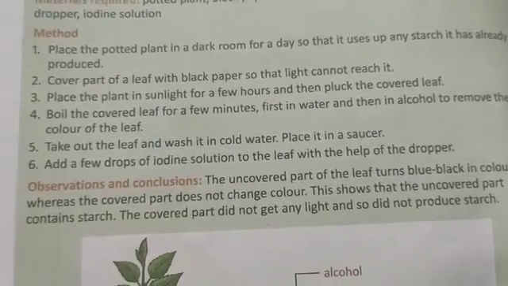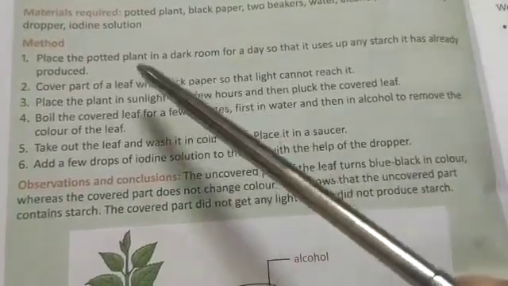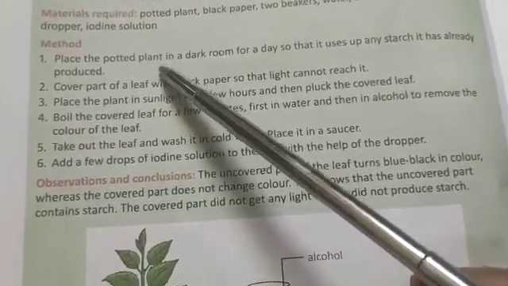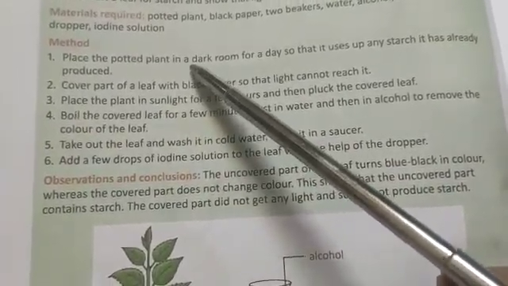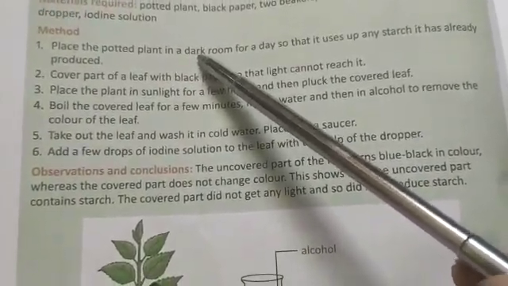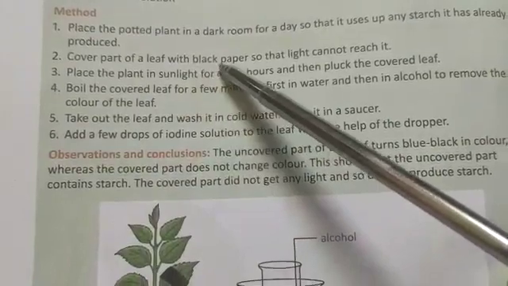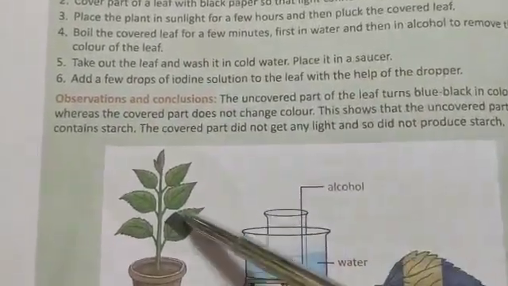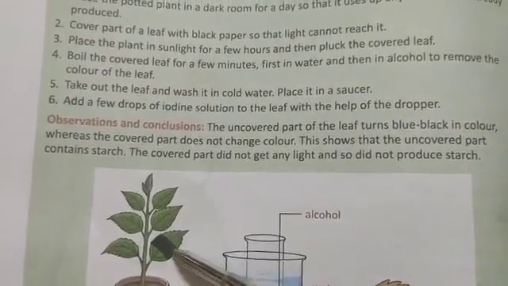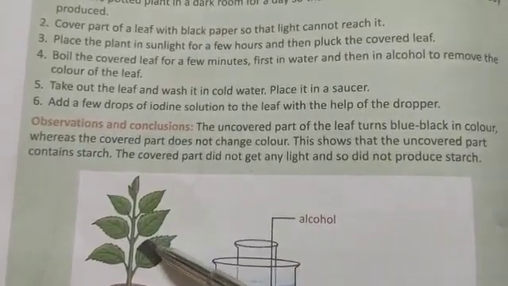Method: place the potted plant in a dark room for a day so that it uses up any starch it has already produced. So, plants require sunlight for making food. If you keep it in a dark room, the starch, that is the food that is stored in the plant, will be used up by the plant because it cannot make any food at that time. Cover part of the leaf with black paper so that light cannot reach it. See, you are covering a part of the plant with black paper, so sunlight cannot reach it. Place the plant in sunlight for a few hours and then pluck the covered leaf.